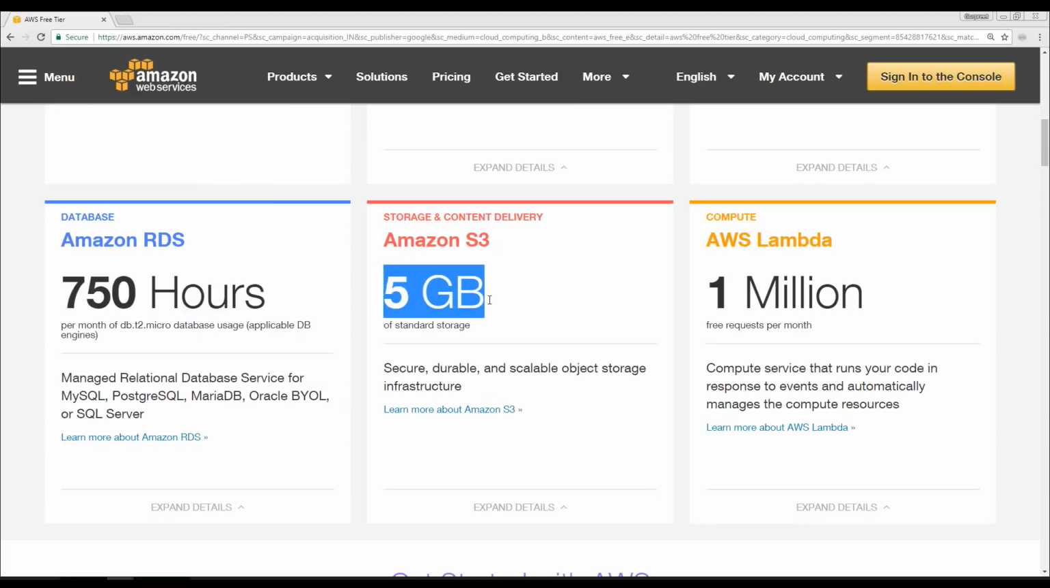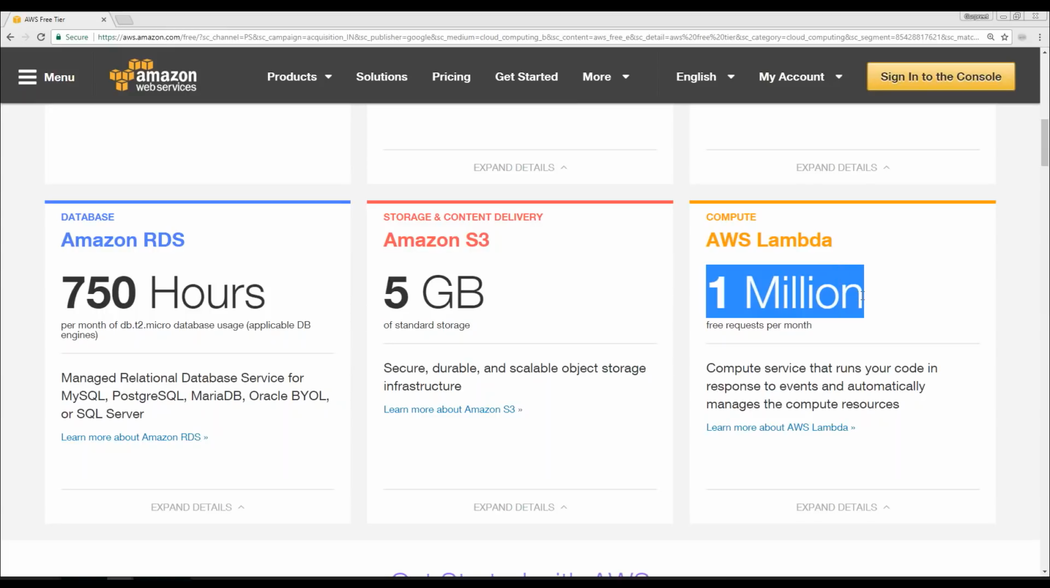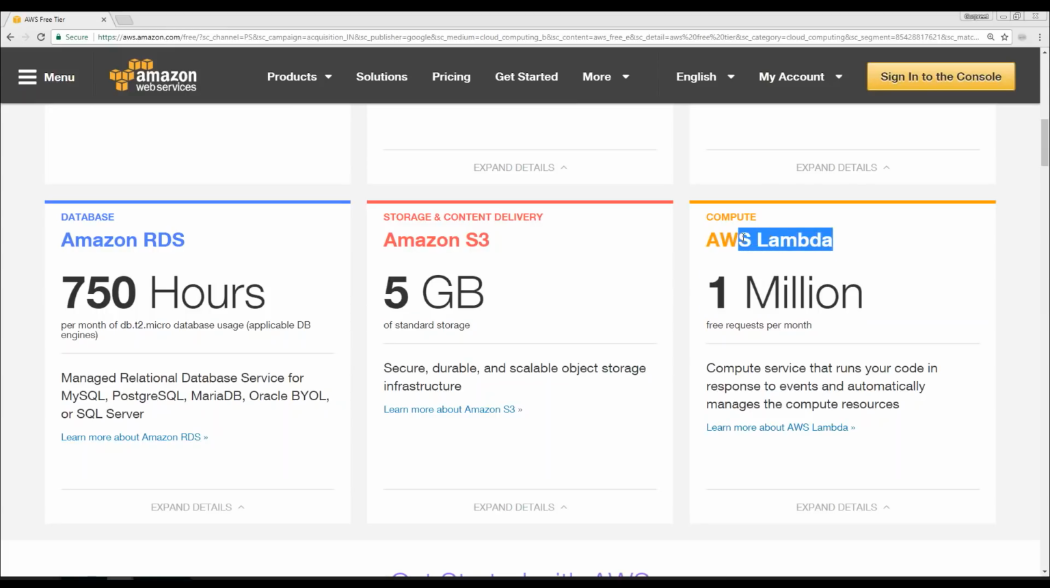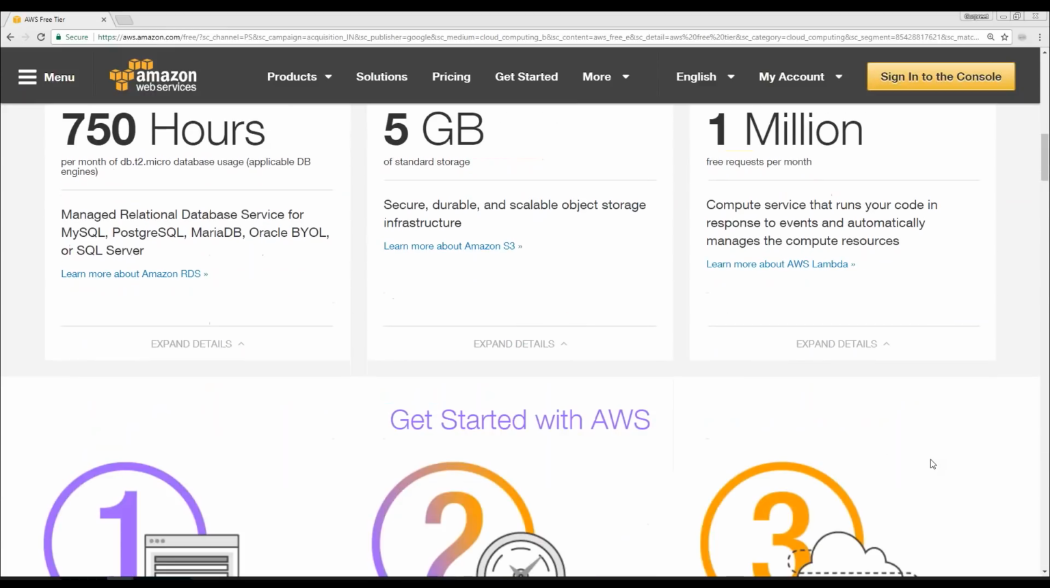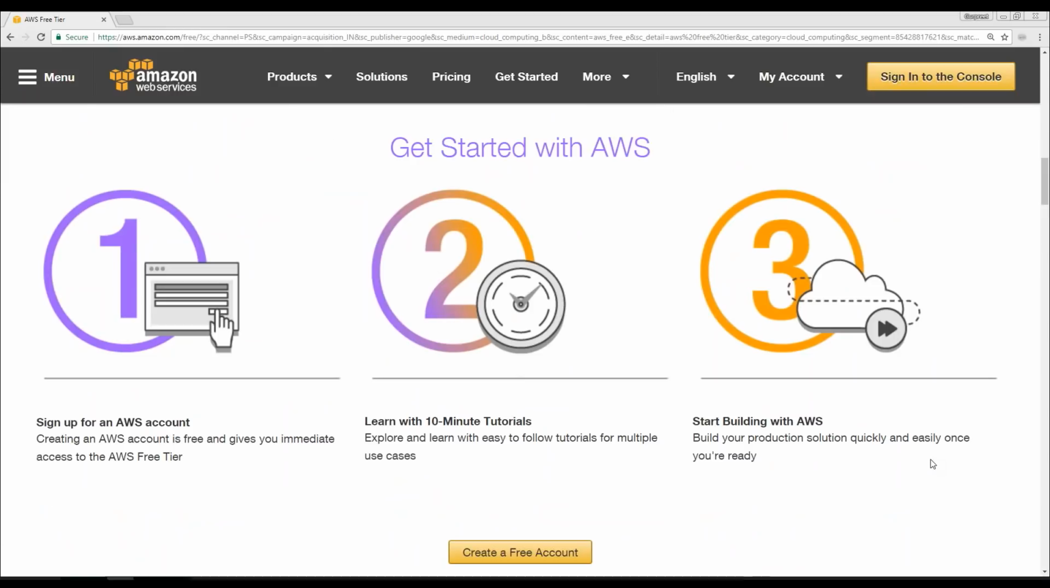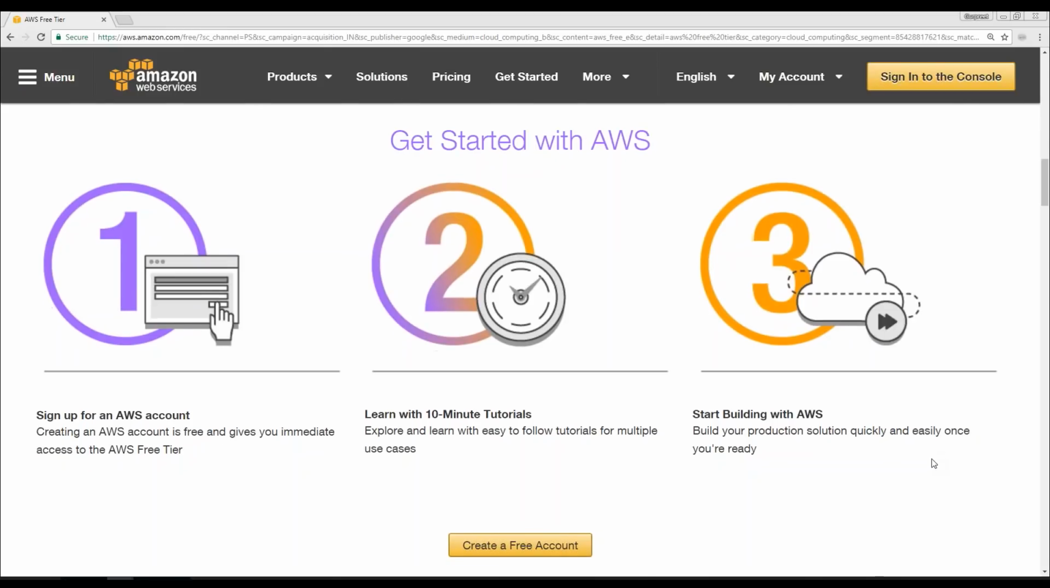5 GB of storage space, 1 million requests per month for serverless computing, right? AWS Lambda is a serverless computing service where you don't need a server and you can still execute your code, you just use the compute resources, right? And starting is very easy. Sign that up, and you can follow these tutorials. There are different tutorials provided to you online over there, and they are giving you the overview about that service, what exactly the storage service is, right? And you can actually start building with it, right?